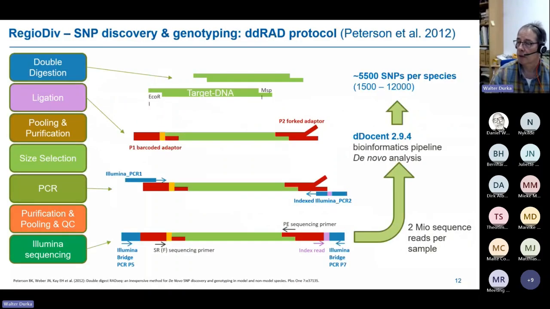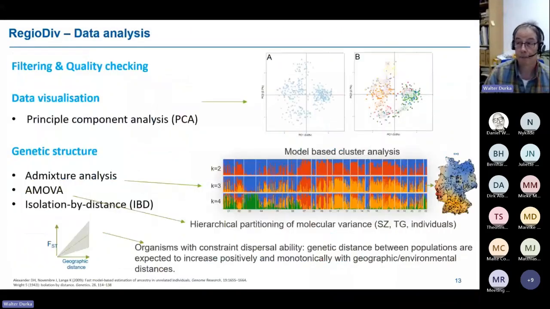This is just an overview of the lab method. If you are interested, we can go into that. What is important is that we have about 5,000 SNPs per species, from 1,500 to actually 12,000 in some of the species. So this also differs, but we have thousands of genetic loci on which our analyses are built. What you will see in the following is mostly principal component analysis. These upper graphs show the genetic distance of the individual plants.